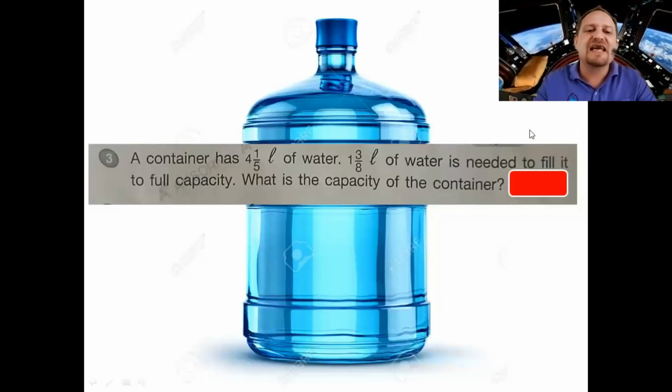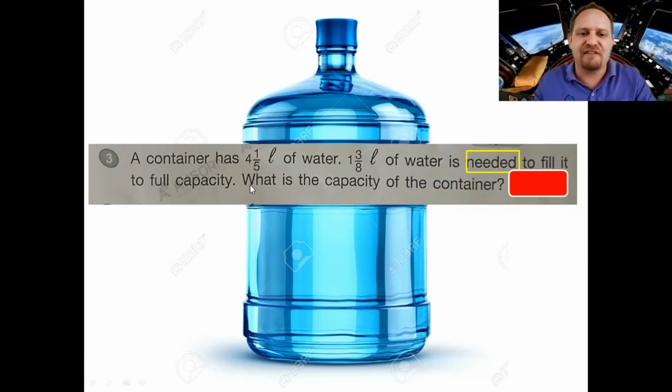Yep. Question 3 is our water. Behind in the picture, you can see a water container, and it says a container has 4 1/5 liters of water inside it. But it's not full up yet, is it? Let's see a key word. It says 1 3/8 liters of water is needed to fill it up to full capacity. Okay, capacity means how much space inside the container.